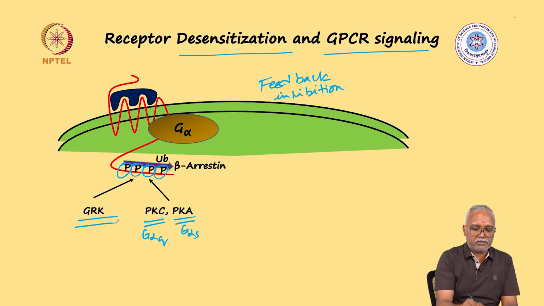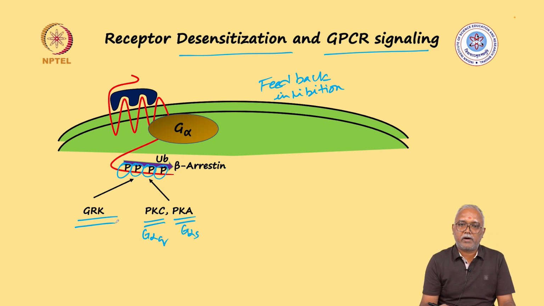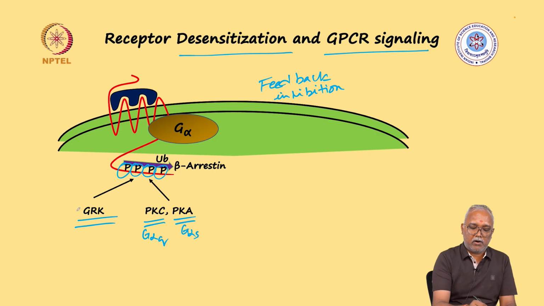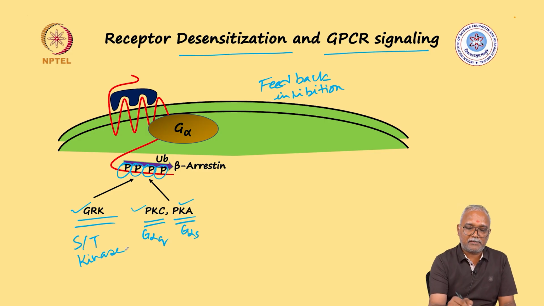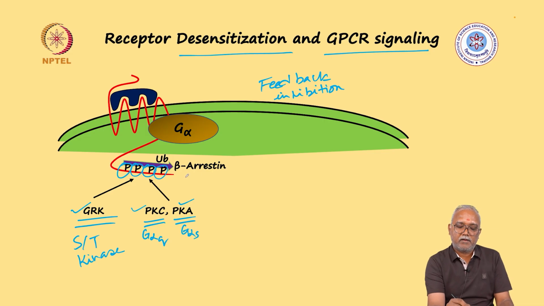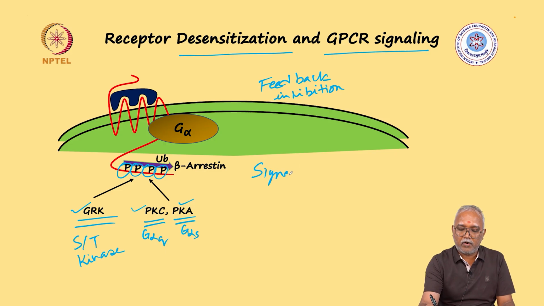or the availability of these G protein receptor kinase, or G protein regulating kinase, right? They do this phosphorylation, and all these three molecules are serine threonine kinase. So basically, they will target specific serine or threonine residues in the cytoplasmic tail. Once this phosphorylation happens, this is a signal for these molecules which are called beta arrestin.